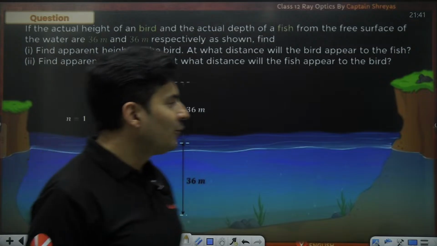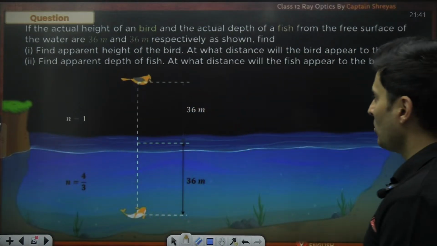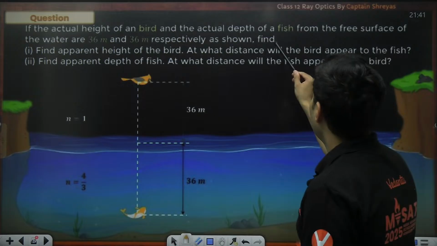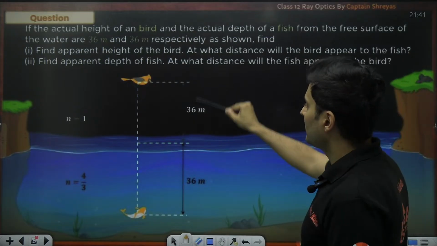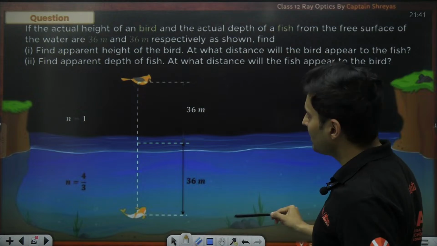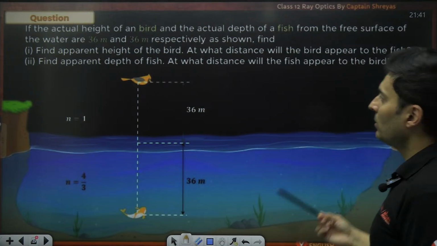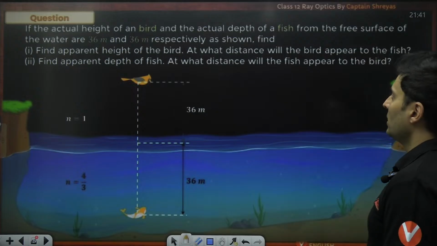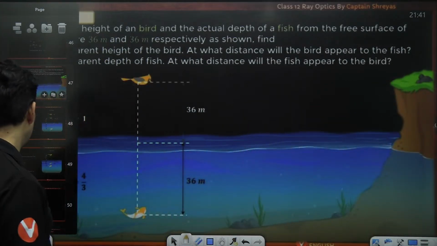Wow, what a colorful, good looking question. I love this question. If the actual height of a bird and the actual depth of the fish from the free surface of the water is 36 meters each, find the apparent height of the bird. At what distance will the bird appear to the fish? Find the apparent depth of the fish. At what distance will the fish appear to the bird? Very simple looking question, guys.